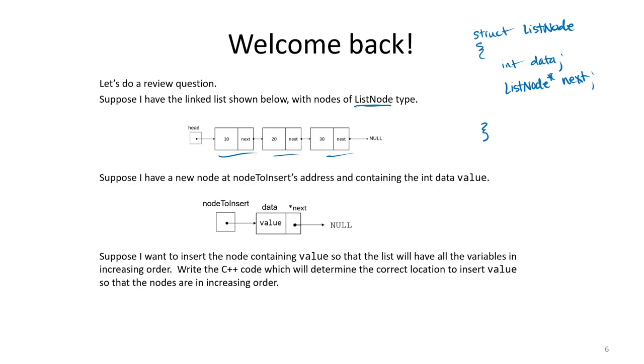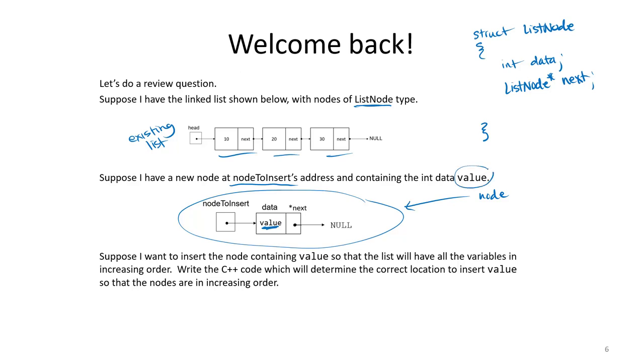So we are given this existing list, and we have a new node where node to insert points. So we have this node, and it contains some int data called value. So value will be some int value, could be anything. We don't know what value is, we just know that it must hold an integer.